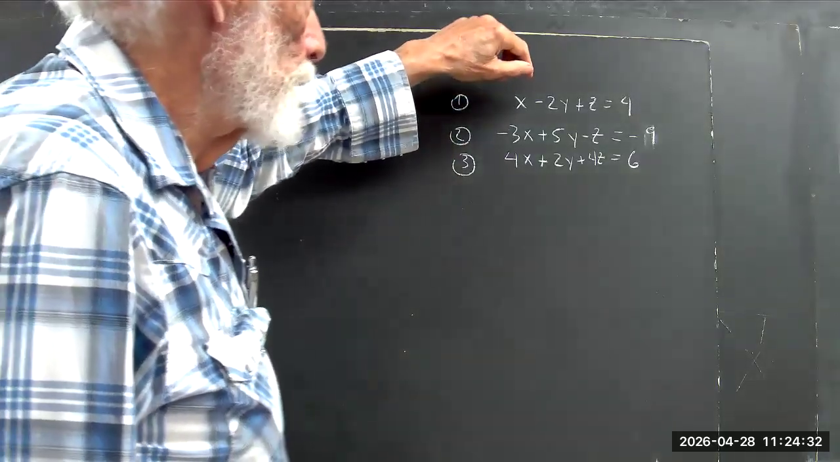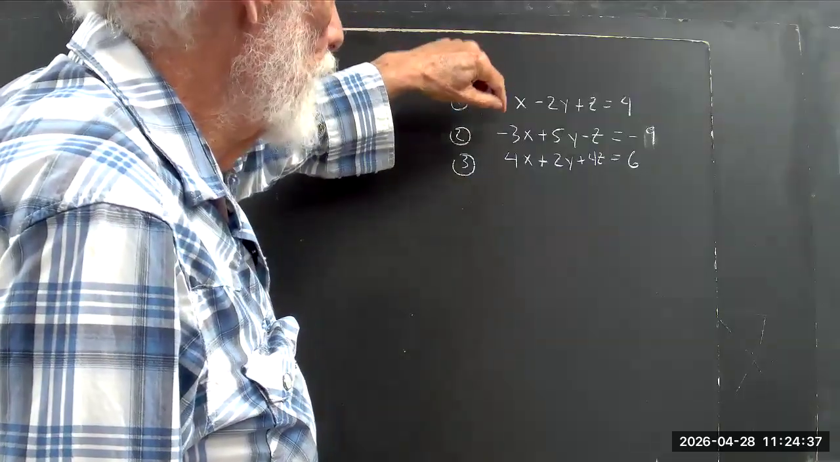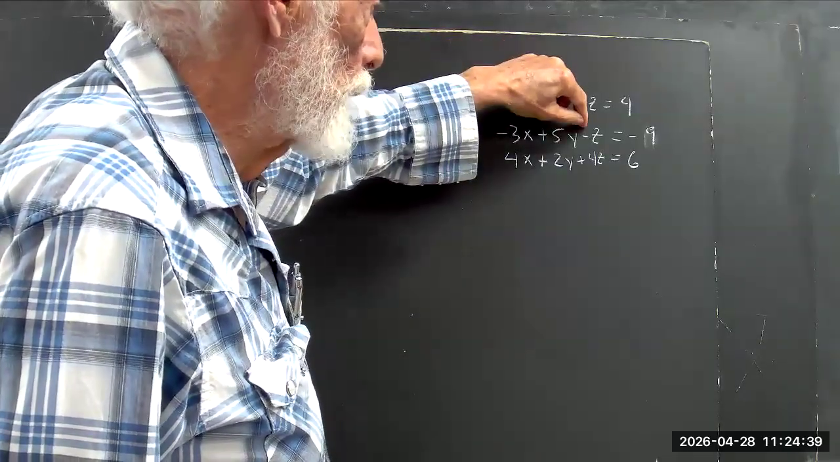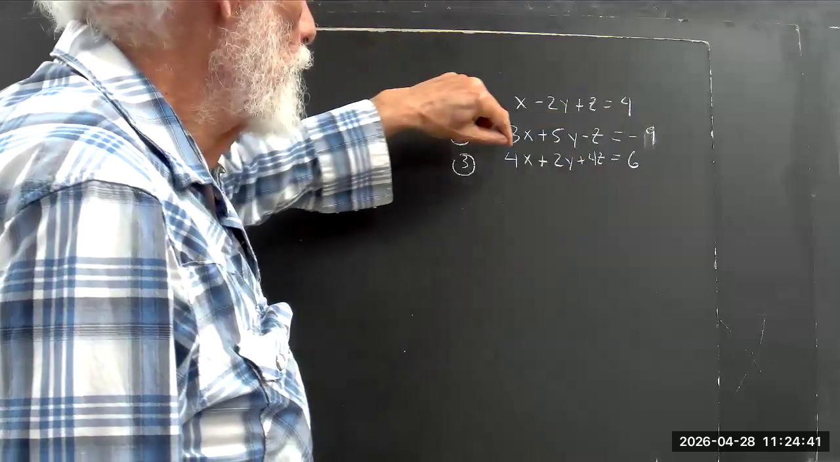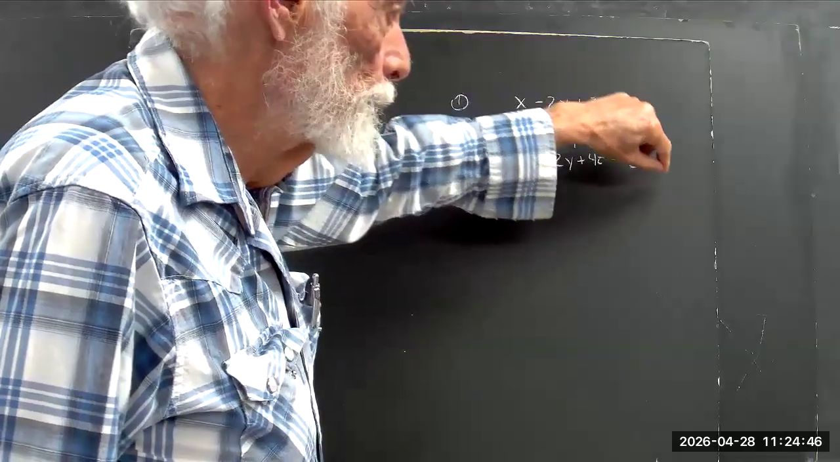Now, the first equation is x minus 2y plus z equals 4. Second equation, negative 3x plus 5y minus z equals negative 9. Third equation, 4x plus 2y plus 4z equals 6.